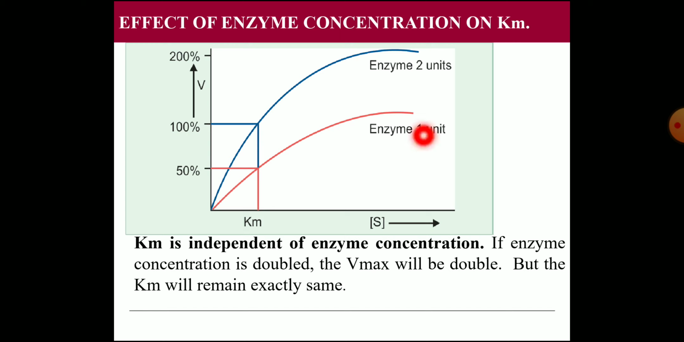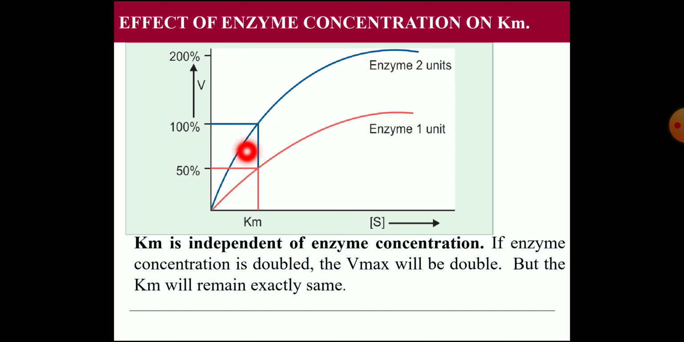So in this picture, you can see that the first graph is plotted with an enzyme of 1 unit, and the second graph is plotted using the enzyme with 2 units, double the quantity. Here you can see the Vmax is changed. For the first enzyme unit, the Vmax is here, but if the enzyme is doubled, then 200% Vmax is attained at this level. But Km, that is the substrate concentration at 50% of velocity, is the same for both, the enzyme 2 and the enzyme 1. That is the normal enzyme and the doubled enzyme concentration.